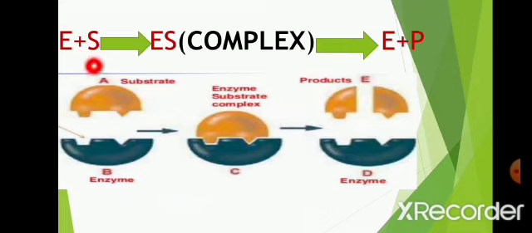Enzyme plus substrate. A temporary enzyme substrate complex is formed. Look at the diagram. This is the enzyme and this is the substrate. When they react with each other, a temporary complex is formed that is called the enzyme substrate complex. After that, enzymes will remain the same and products are released.